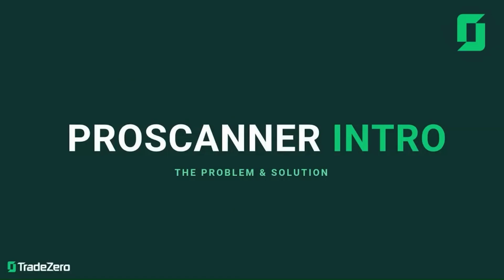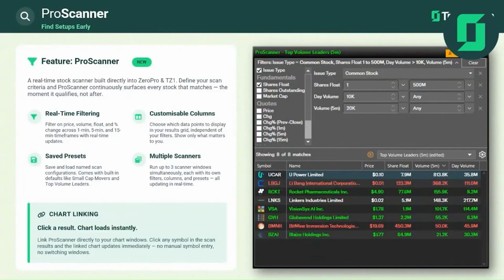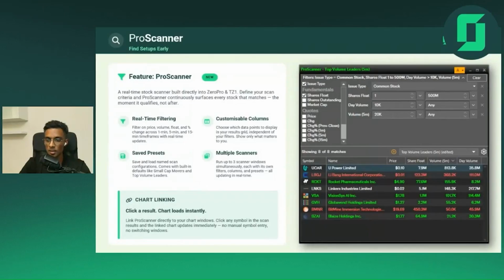Let's talk about the ProScanner itself and its features. You can keep paying for those scanners where you have to manually enter the symbols into ZeroPro and our platforms, or you get the same symbols through ProScanner, through ZeroPro, through TZ1. Real-time filtering: we allow you to filter based on price, volume, float, all the obvious ones, as well as the special sauce, which allows you to filter based on 1-minute price movement and volume, and the same for 5-minute, 15-minute, etc.